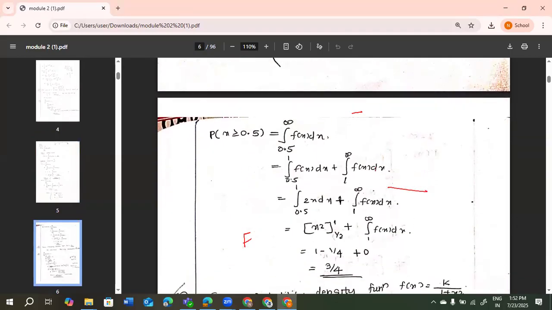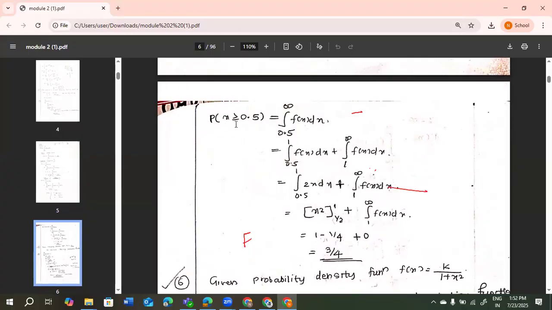Okay, now you have one more thing to find. What is it? P of x greater than or equal to 0.5. For that, you will do the integral from 0.5 to infinity of f of x dx. That is small f of x. Don't mix it up with the capital F of x. Here the question is also 0.5 to infinity.